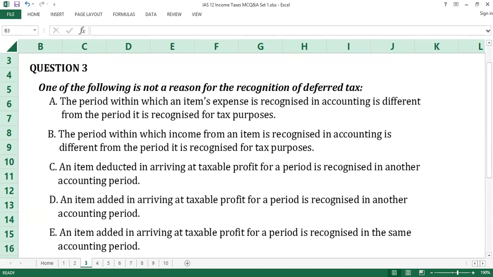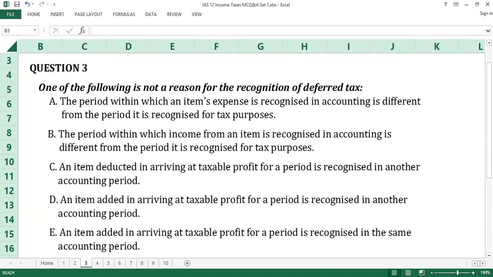An item added in arriving at taxable profit for a period is recognized in the same accounting period. All of the options from A to D are reasons for the recognition of deferred tax except for E. Deferred tax arises for either or both of 2 reasons. 1, for an item that gives rise to a deductible or a taxable in arriving at taxable profit, the period it is recognized in taxation is different from the period it is recognized for accounting.